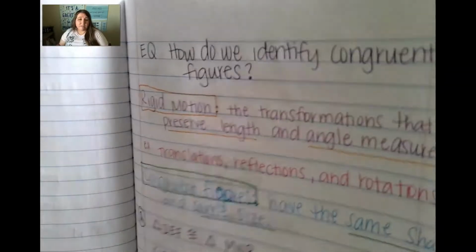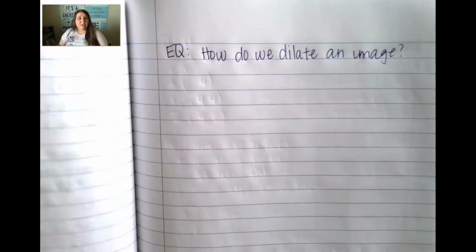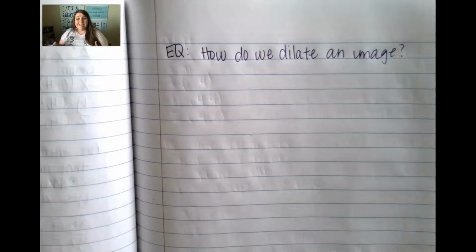Yesterday, or in our last lesson, we talked about congruent figures having the same shape and the same size. Today, we're going to talk about figures that are dilated. Dilated means that they can either become bigger, enlarged, or smaller, reduced. And so with today's lesson, we are going to learn how to enlarge dilations.